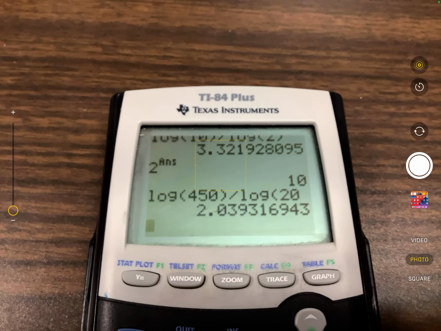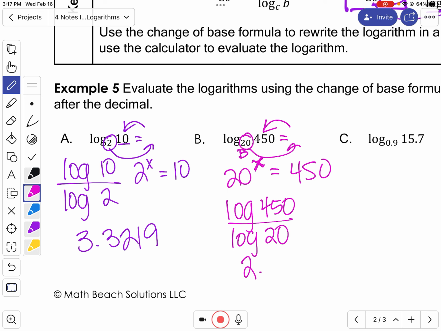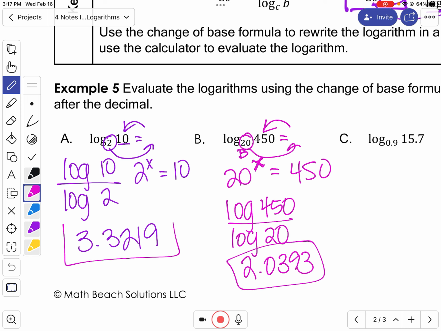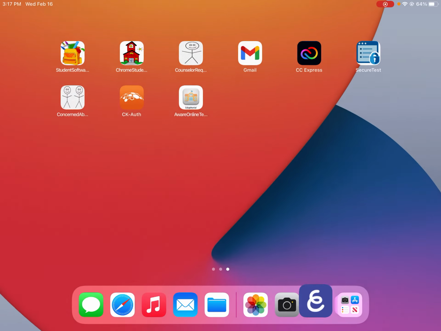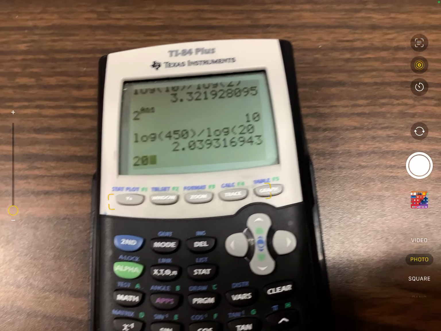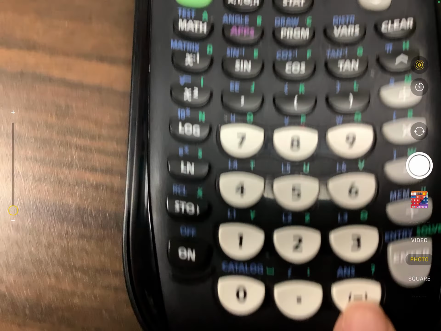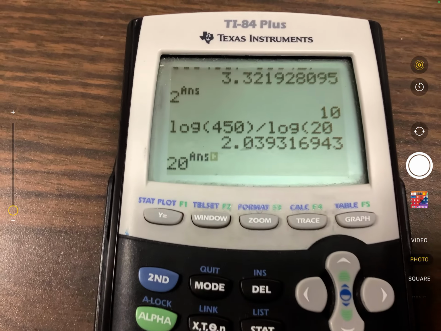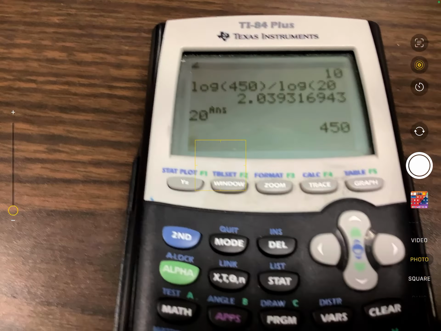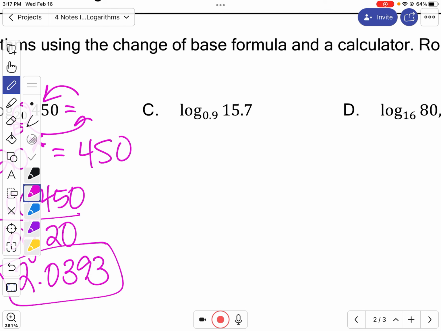So you get 2.039. It says to round to 4 decimal places. Great way to check it. If you go back to your calculator, you are doing 20 raised to that power. I want that whole decimal, so second, and then your answer, which is the negative symbol. And then notice it gives me the 450. So that's a great way of checking those, okay?